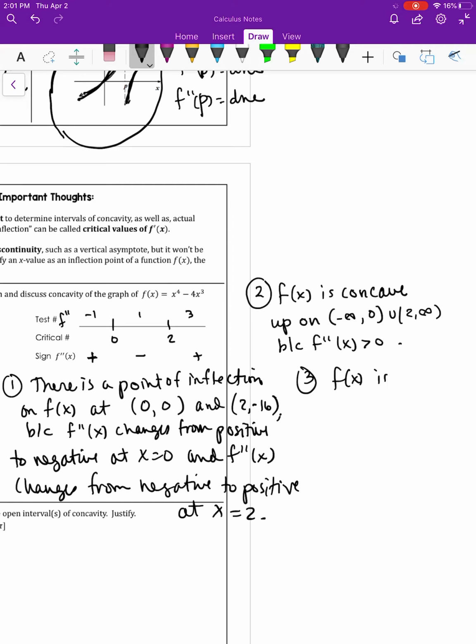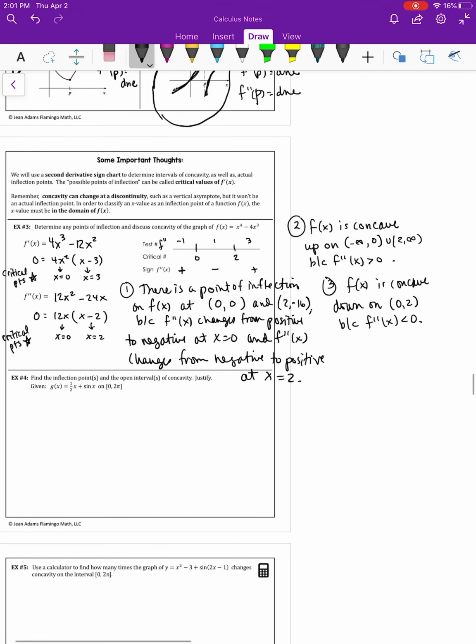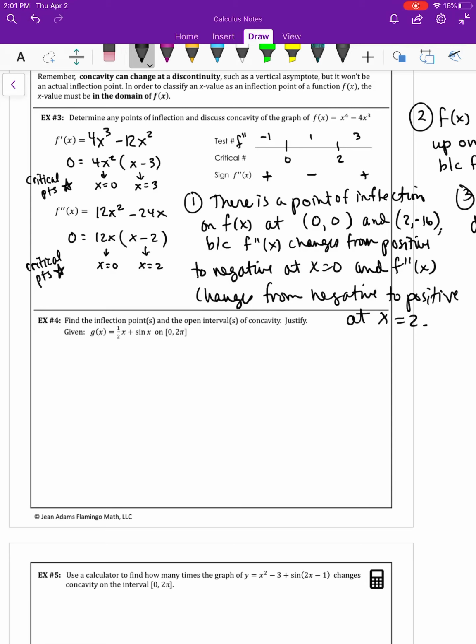And then we could say that f of x is concave down on 0 to 2 because f double prime of x is less than 0. Okay, so that is giving your concavity intervals based on your sign chart for your second derivative and giving the reason why. That would be your justification. So when it says justify, that would be your justification. And this one says discuss, so that means basically talk about it, say why.